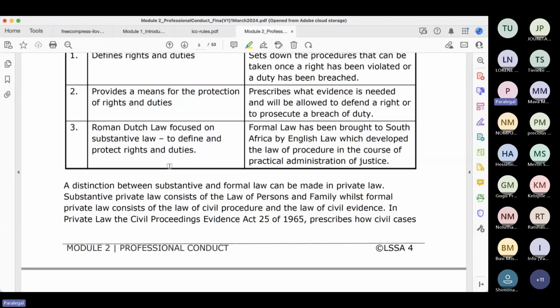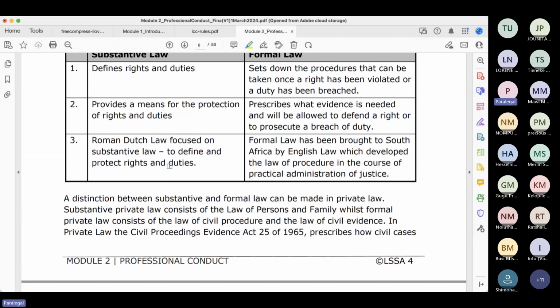Substantive law, they say, provides a means for protection of rights and duties. So you've got the means to defend your clients with, because it defines those rights and it tells those rights. But more than that, it gives duties which your client must be able to adhere to. Remember this rule: everybody has got a right, but to every right, there's an equal responsibility. You've got a right to listen to beautiful music, but you've got a responsibility to play music in such a way that it doesn't affect your neighbor. So it's rights and responsibilities.